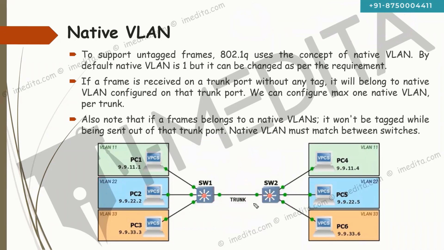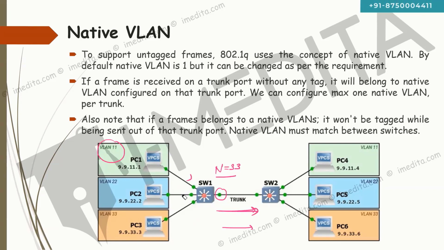Again, repeating. Onto this trunk link, I have configured VLAN 33 as the native VLAN. Data arrives onto this port. Data belongs to VLAN 11. Data will be tagged and sent. Traffic arrives onto this port. Data belongs to VLAN 22. Data will be tagged and sent.